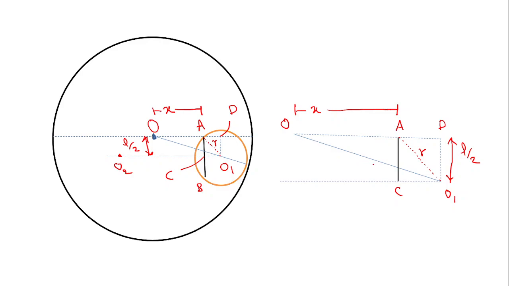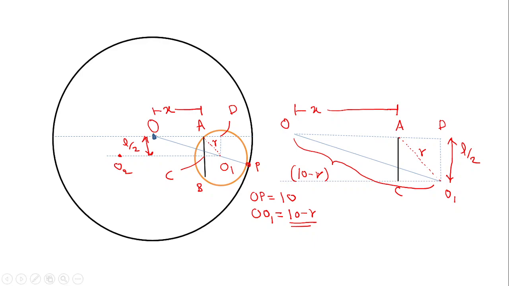And what can you say about OO1? If you take this connection point as P, then OP is what? OP is the outer circle radius, which is 10. Then OO1 will be what? 10 minus R, because O1P is R. So this total length OO1 is 10 minus R. See how easily you can attempt and solve it.